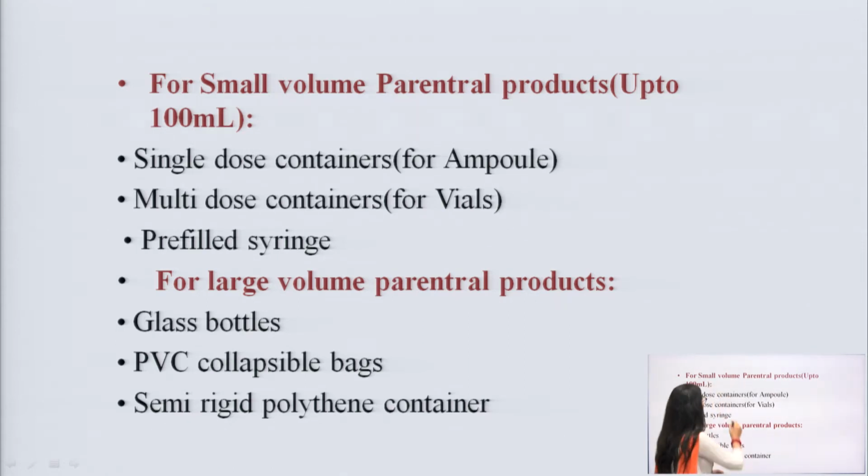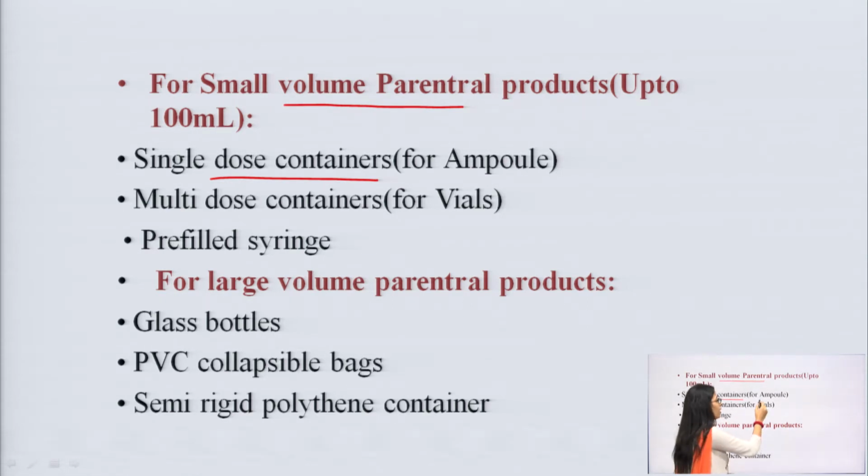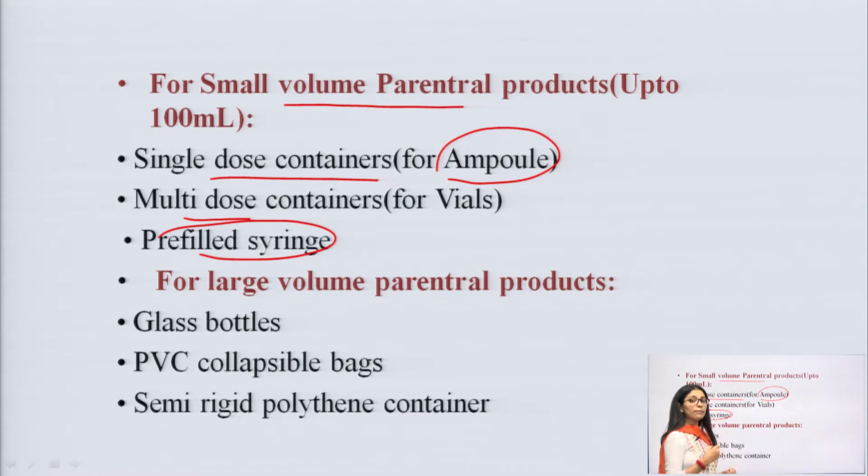For small volume parenterals, we have single dose containers. What are single dose containers? It means ampoules. Ampoules are considered single dose containers. Secondly, we have multi-dose containers that have multiple dosages. Examples are vials. Number three, we have the pre-filled syringe. This syringe contains the pre-filled medicament that can be transferred to the particular patient. They are pre-filled, that is why the name is pre-filled.